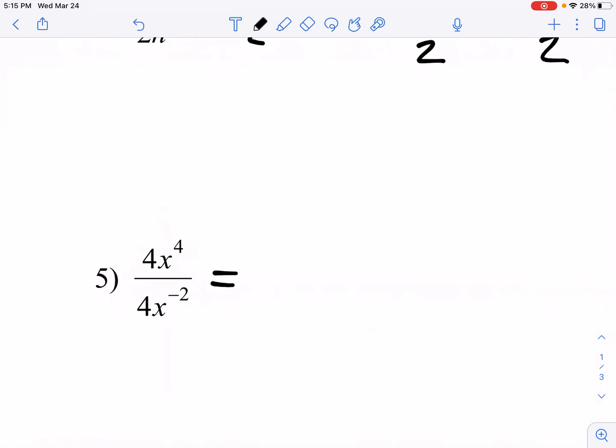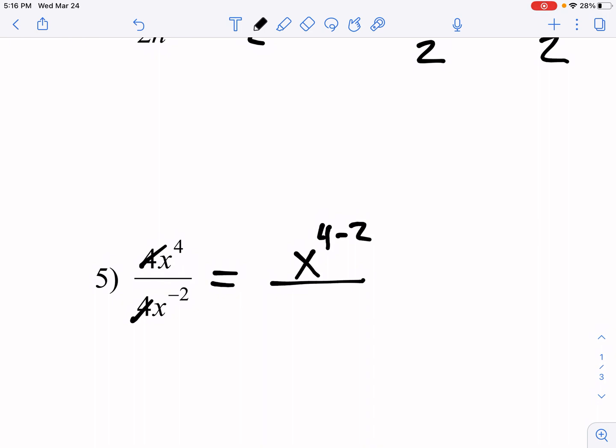Okay, now number 5, again, if you see the same thing on top and bottom, it'd be just quick and easy just to cancel it out. But just so that you understand, 4 can go into itself once, and then we'd end up with 1s, and then we don't have to write the 1 times the x to the 4th and then 1 times x to the negative 2nd. But an easy way to think of it is there's a 4 on top and bottom. They're just going to cancel each other out. 4 divided by 4 is 1. Okay, so those guys are just going to go away. And what we're left with here is our base of x to the 4 minus 2.